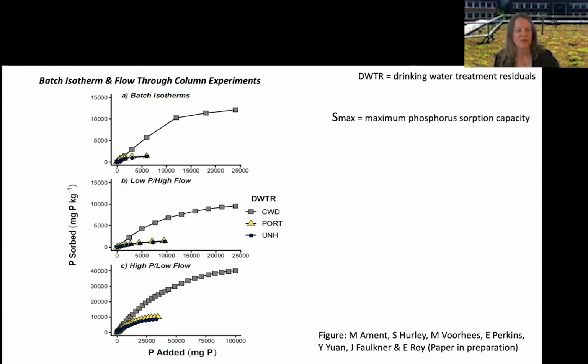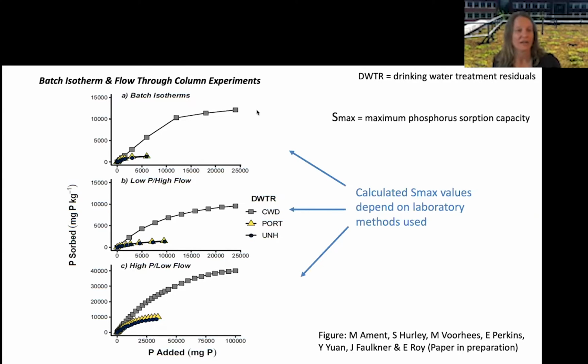One of the things that's really important is the way that DWTRs are tested in the laboratory. You actually find, depending on if you did a batch isotherm, a low phosphorus, high flow, or a high phosphorus, low flow experiment, proportionally of the 3 residuals we worked with, this one, CWD, consistently sorbs the most phosphorus, and the other 2 track much more similarly down low. However, if you look at the y-axis, the value where the sorption kind of peters out and the curve flattens is actually quite varied.